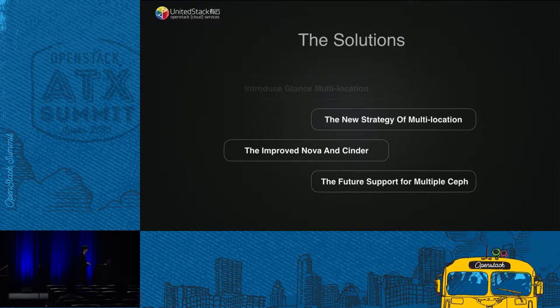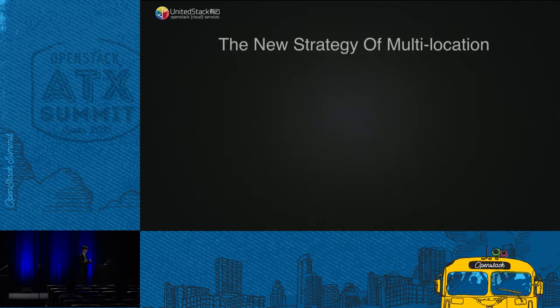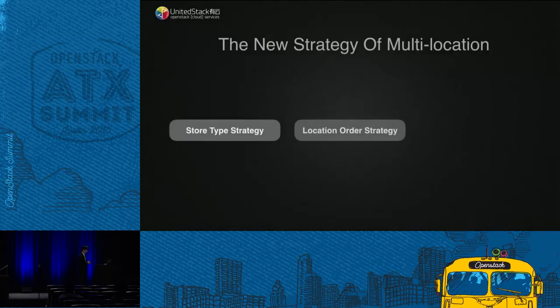introduce the new strategies we have implemented in our environment, which allow our other OpenStack components to get a specific location on demand. So firstly, I would like to introduce the existing strategies. They are the store type strategy and the location order strategy.